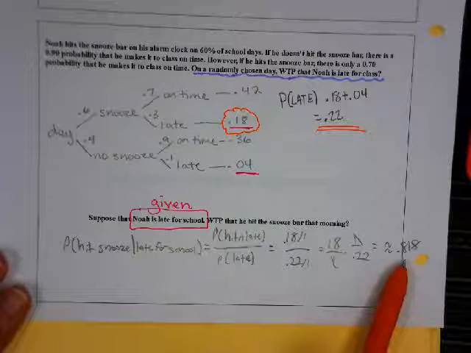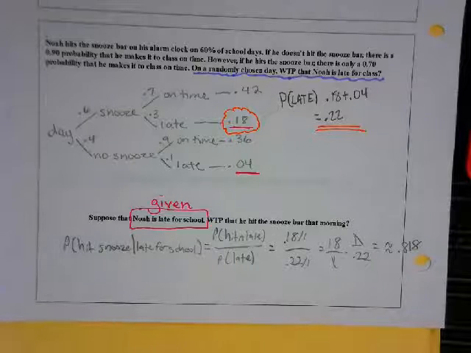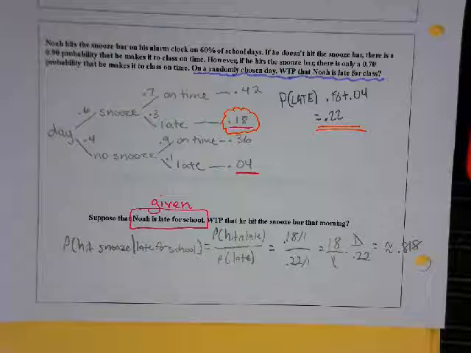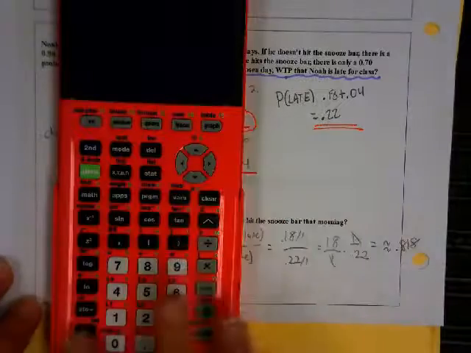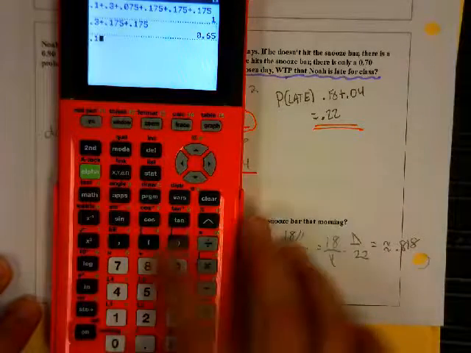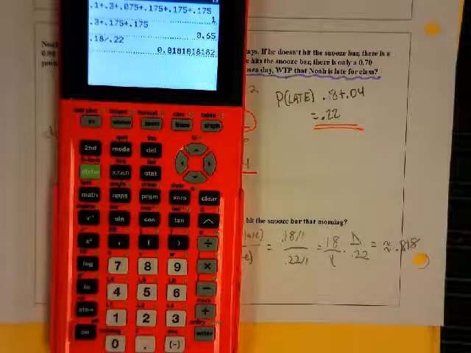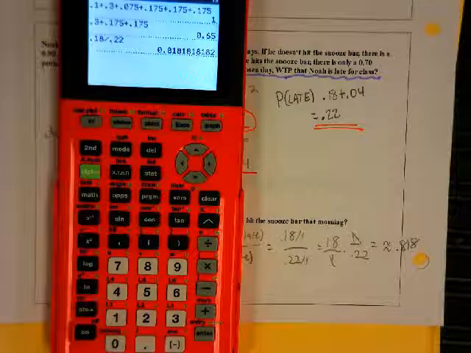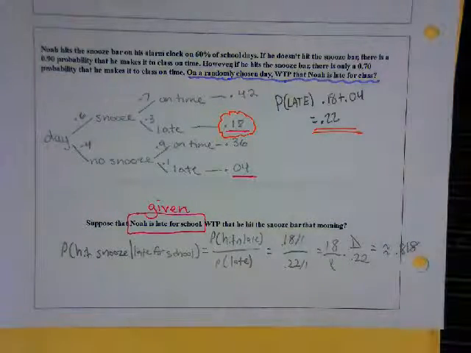Questions? I got 0.0396. Did you have 0.18 divided by 0.22? Yeah. You must have just typed something wrong. Any questions? Alrighty.